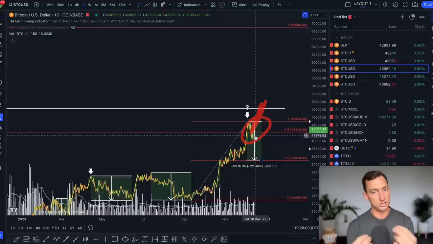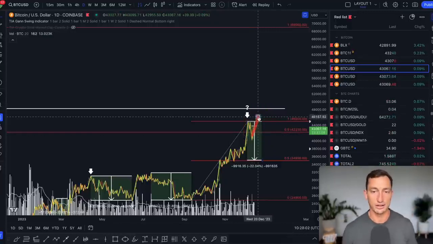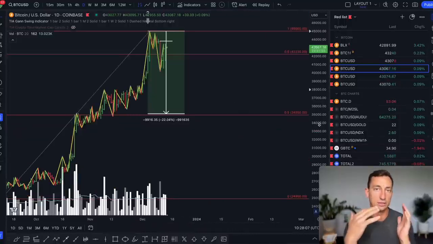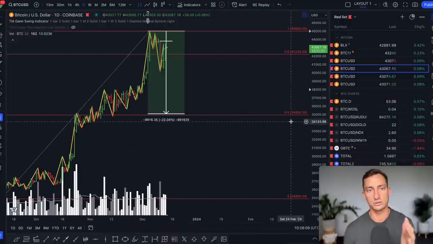If you are trading short term, different kettle of fish. The short term traders want this volatility. That's absolutely fantastic for them. And you've got to understand the difference between those two. So we're just looking at the longer term stuff here.